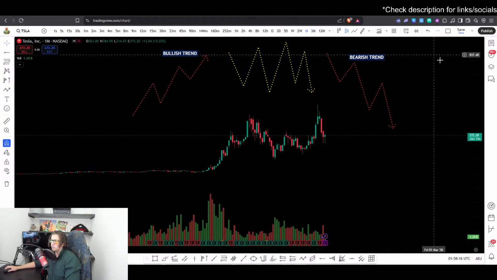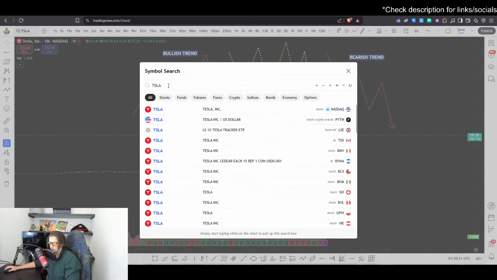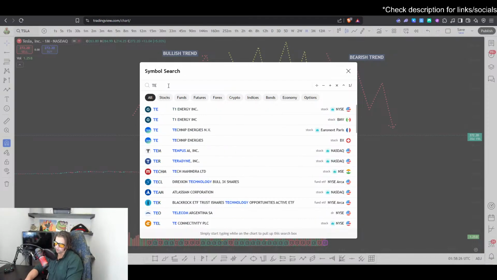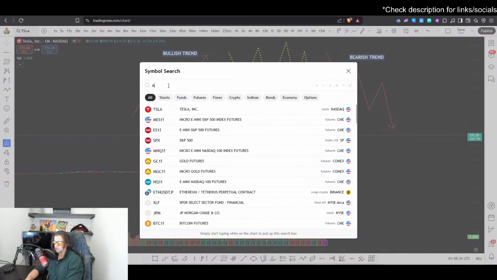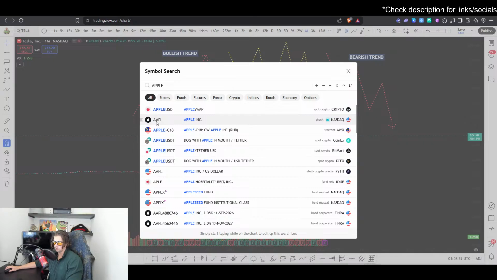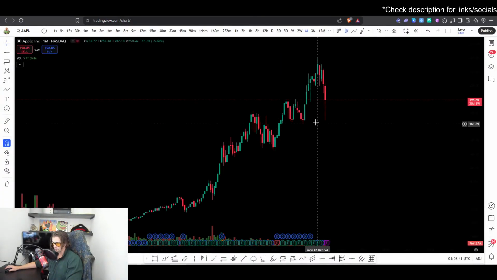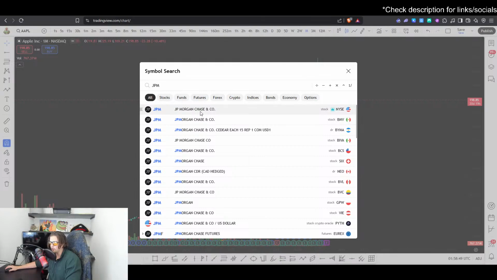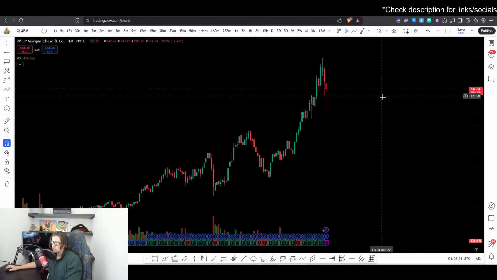We talked about, when the chart comes up, to look for different symbols, you can just type in here. You can type Tesla if you don't know the ticker or the symbol, which are usually 3 or 4 letters. You can type in Apple, which comes up with its ticker, AAPL, and look at how Apple's been trading, and then you can look at JP Morgan, like a bank, and see how that's been trading.